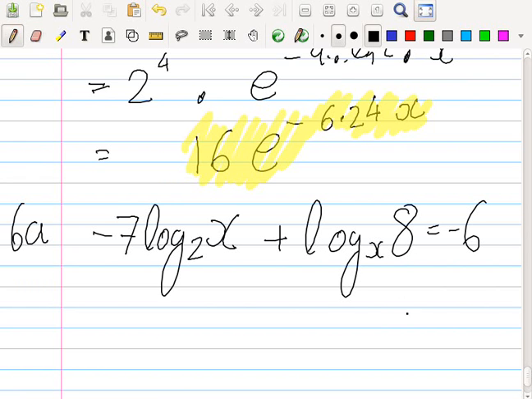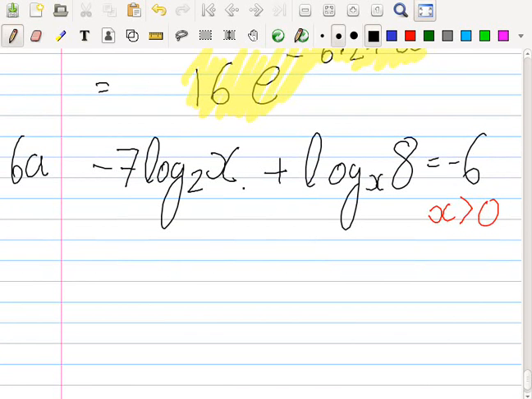Before I solve this, I need to write down my possible values of x. Here, what am I allowed to do with x? What values can x be? Only positive. And here? Positive. So before I find the answer, I know that the answer should be positive.